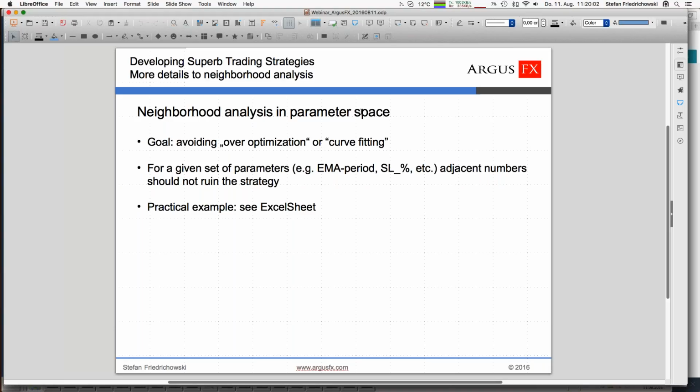To keep or to have a more mathematical definition of what I simply describe in words by that dramatical change of your result between EMA period 209 and EMA period 208. Let's have a look to an Excel sheet, and then you can realize what I do when I make that neighborhood analysis. That's quite simple.